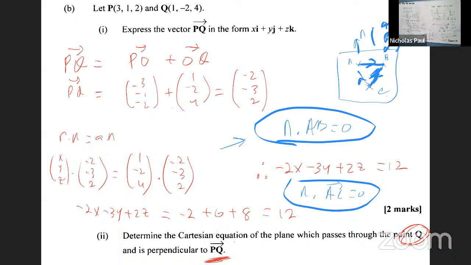So next subheading, vector equation of a plane given 3 points on the plane.